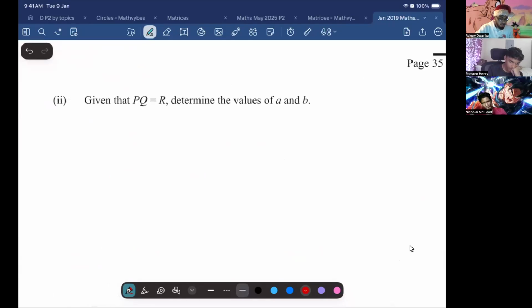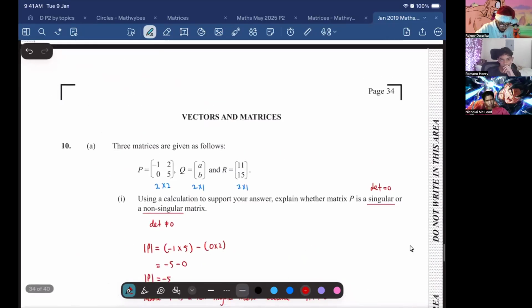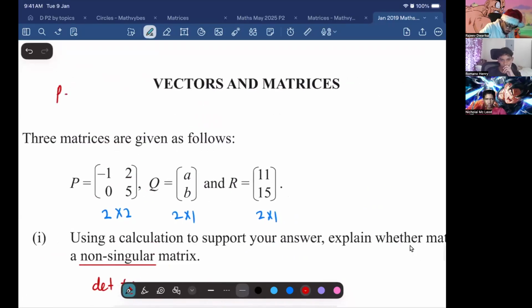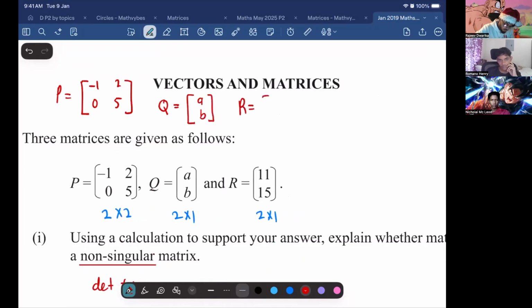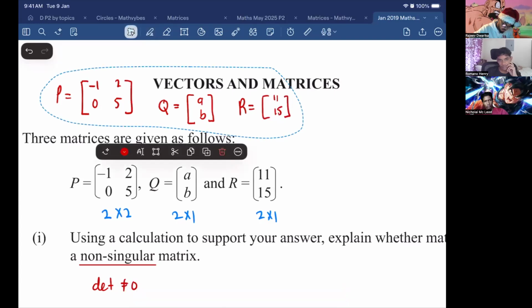Given that PQ is equal to R, determine the values of A and B. This is a really nice question. I like this question. So we know that P is equal to minus 1, 2, 0, 5. We know that Q is equal to A, B. And we know that R is equal to 11, 15.